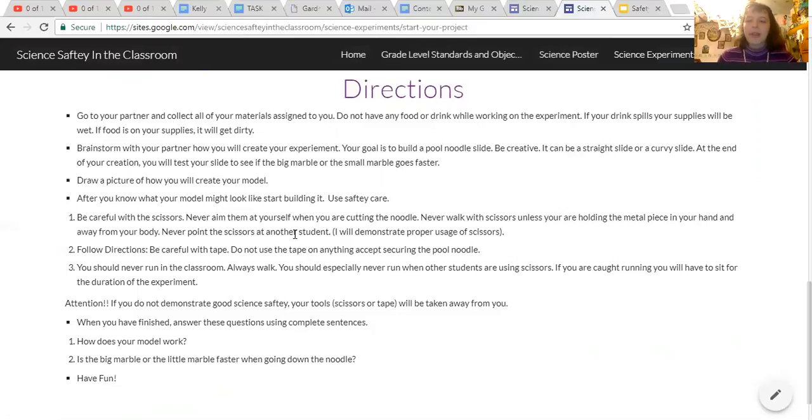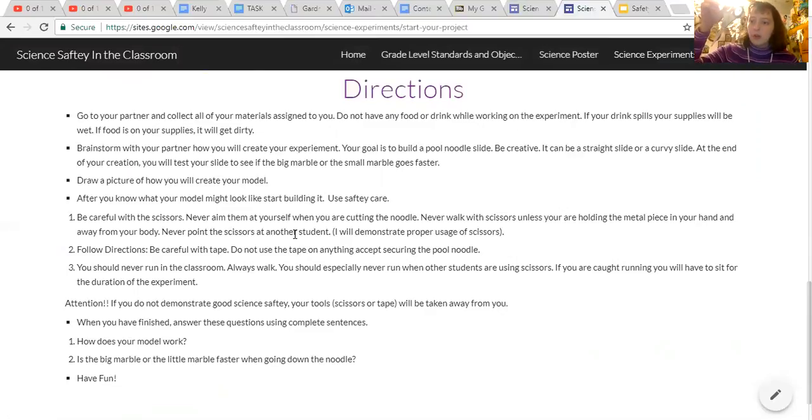Brainstorm with your partner. That means think. Think about how you are going to create your noodle slide or roller coaster. Draw a picture of how you will create your model. After you know what your model looks like, start building it. Use safety care. Be careful with your scissors.